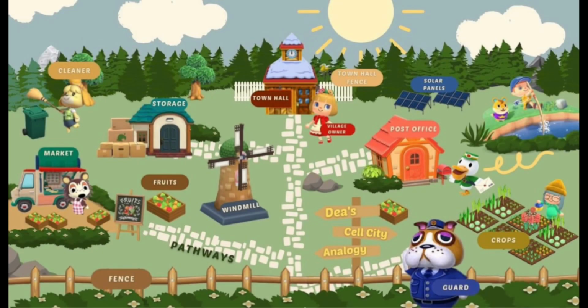Here's a quick overview of my city. Through the use of digital art, I was able to create a city that is inspired by the game Animal Crossing, and I will be comparing this city to cell organelles.